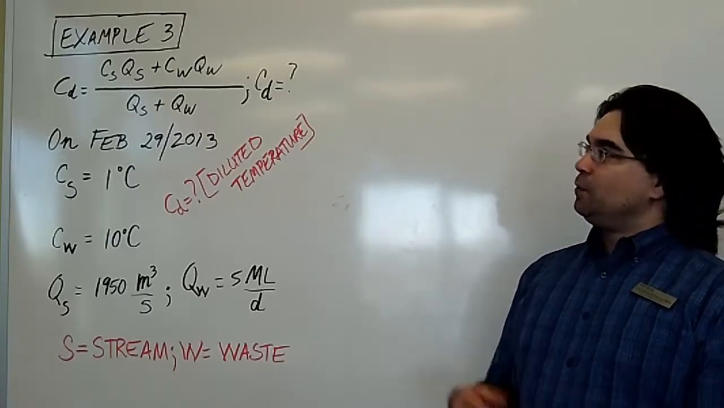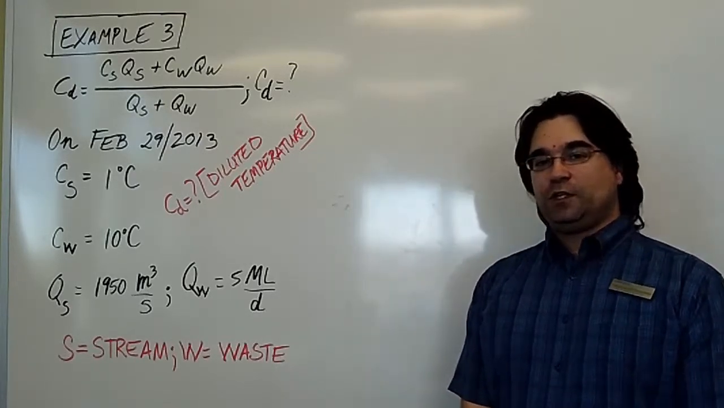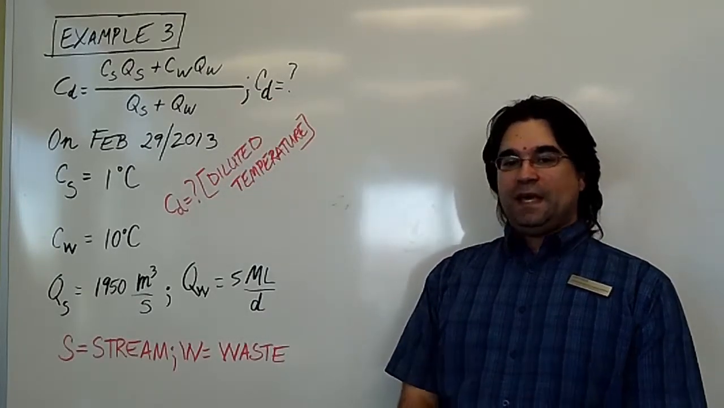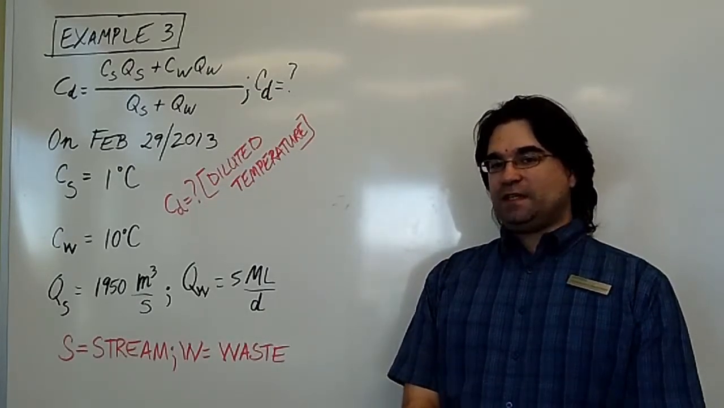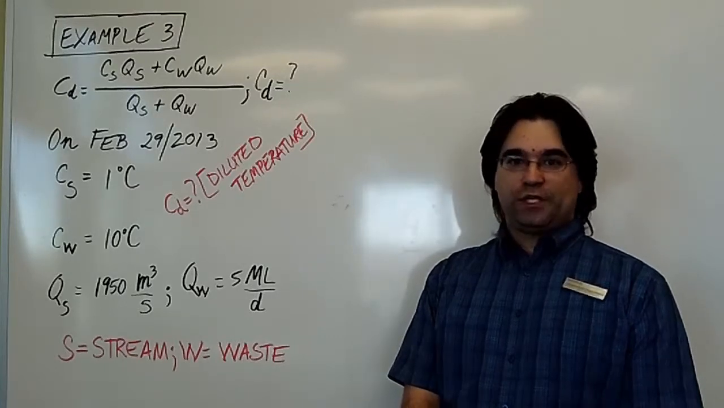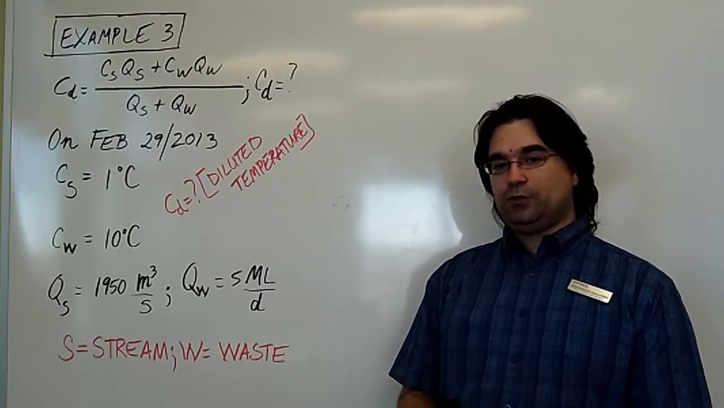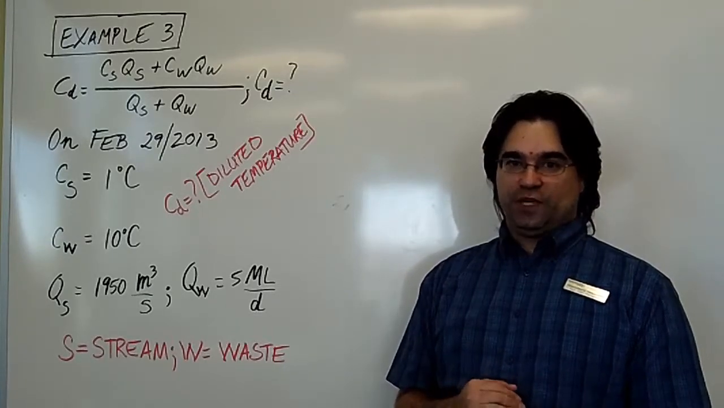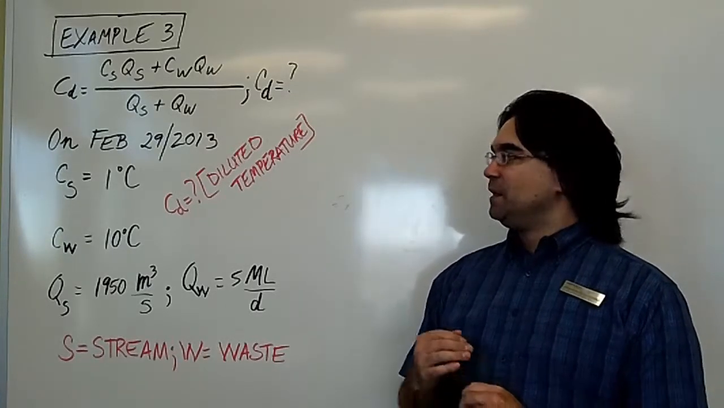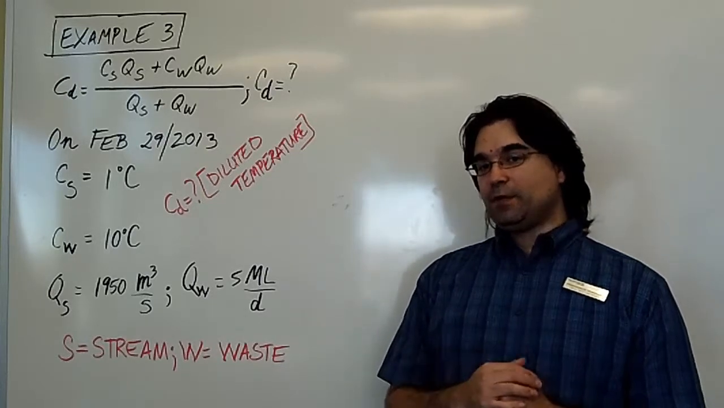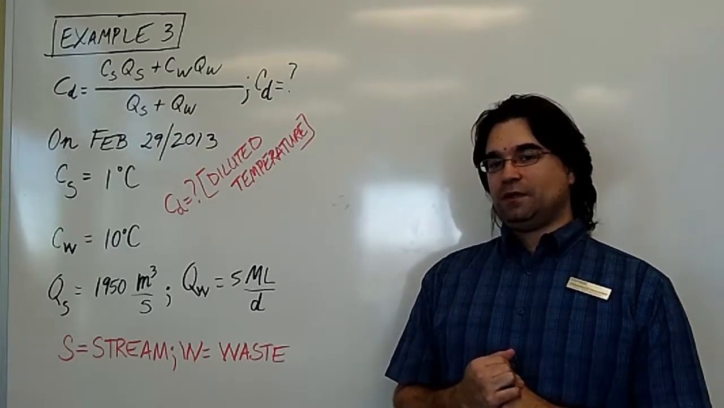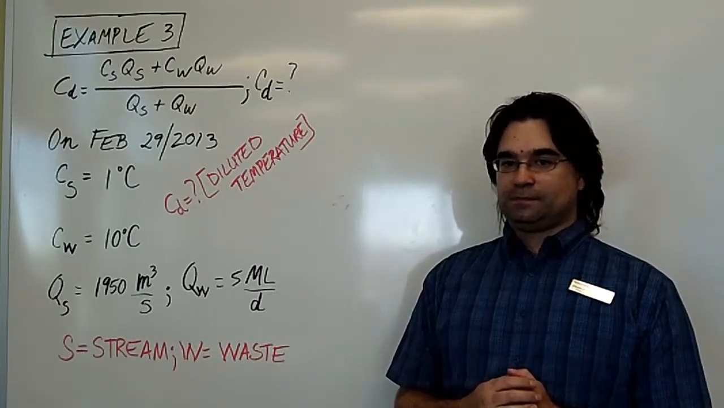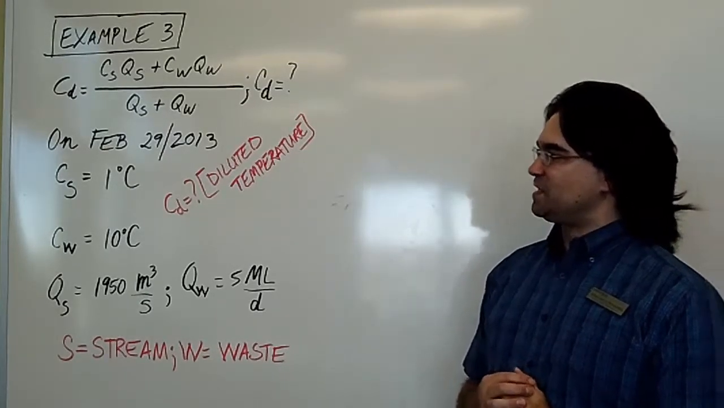Hello students. With example 3, I want to illustrate to you another application of the diluted concentration formula. In this case, instead of looking at the impact on the concentration of a stream and how it dilutes, we're going to look at the impact on the temperature of a stream and how it's impacted by the mixing. If you remember, according to the lecture, temperature is also a form of pollutant for streams. So let's look at this specific example.